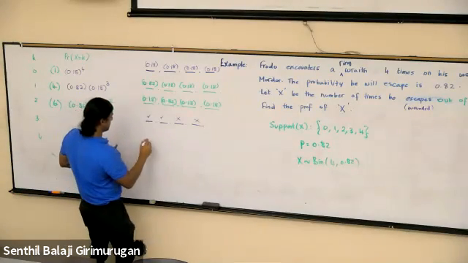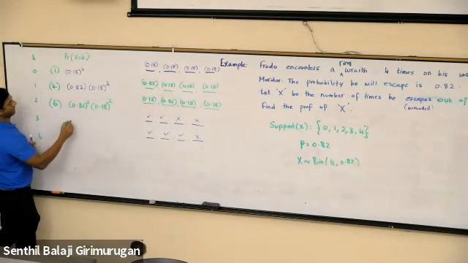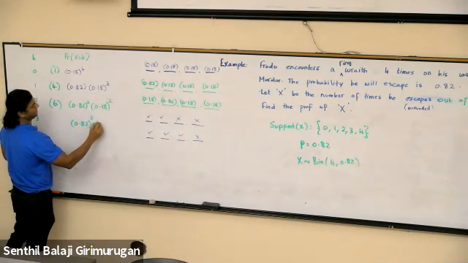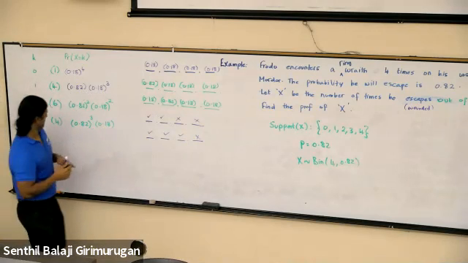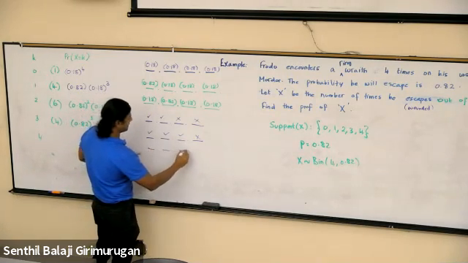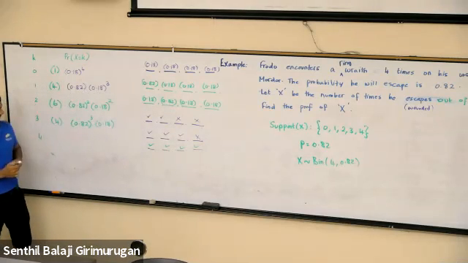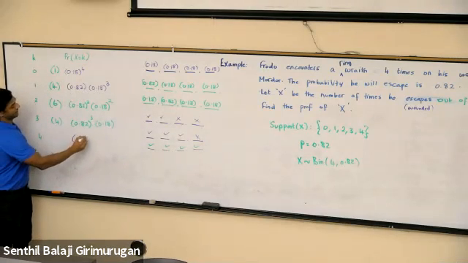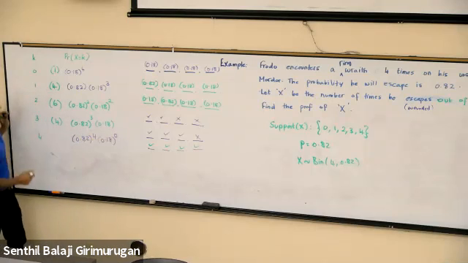The next case would be exactly 3. So check, check, check, cross. Will happen in 4 ways. Correct. It's 1, but switch the 1 and the 0. And the last case would be check, check, check, check. So you would have 0.82 raised to 4, 0.18 raised to 0. Yes. 1 way of that.